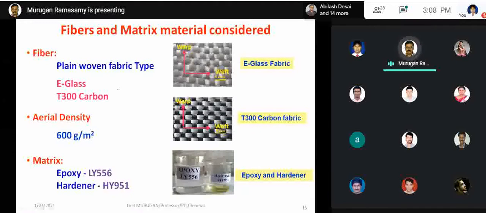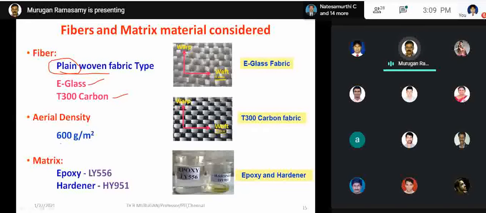So now these are the materials we have used. One is the e-glass fabric. This is called plain woven form. There are different woven fabrics, so plain form, twill form, like that. We have chosen the simple plain form of e-glass and carbon fiber of T300 type.